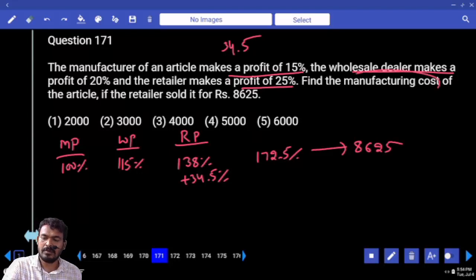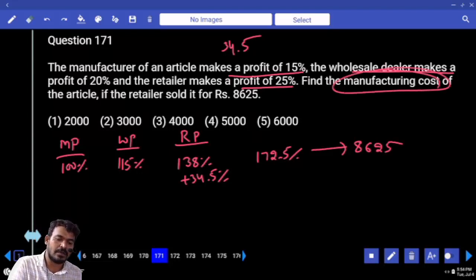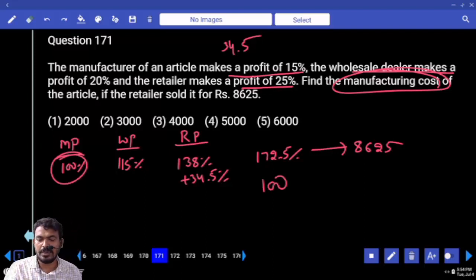In place of this 172.5, how many rupees are given? 8625. But we require the manufacturing cost. The manufacturing cost is 100. Almost how many times? 5 times. What is the answer? 5000.